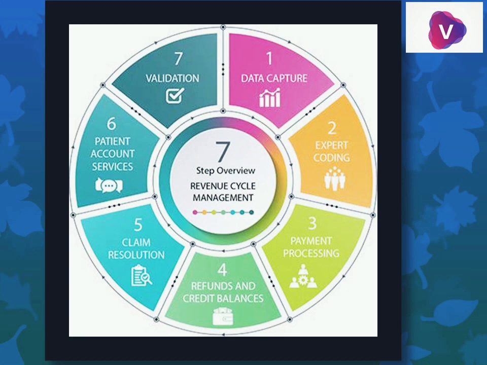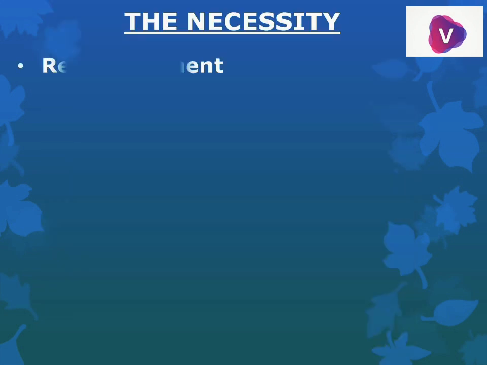Revenue cycle management begins at the data capture by the physician, which is then transcribed and then provided to a medical coder. So the expert coding is very important, with that which is the yellow patch. After that, the claim is further processed for the payment to be reimbursed to the physician or the doctor. At the third point, you see the payment processing. At the fourth point, refunds and credit balances. Fifth point, claim resolution, and so on and so forth. What is the necessity? Let's see that in detail.